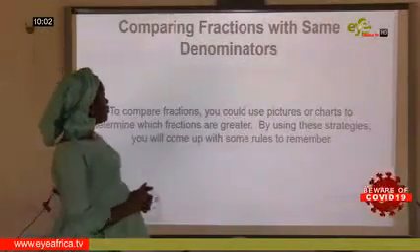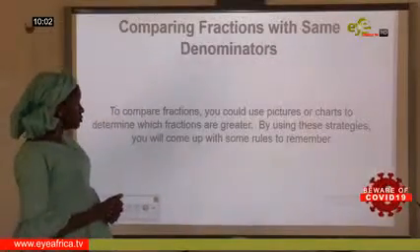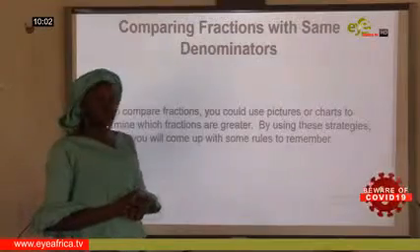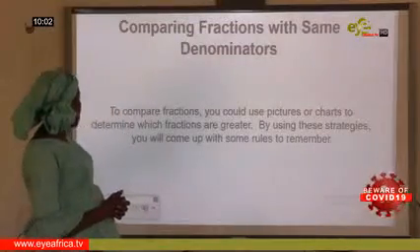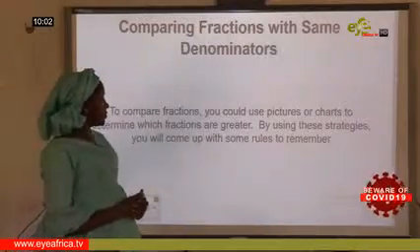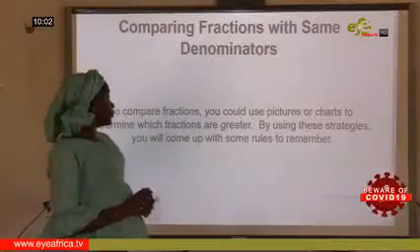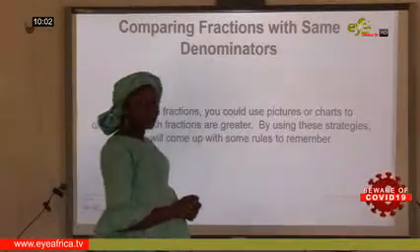Our today's lesson is ordering, adding and subtracting like fractions. It is a lower basic lesson. Comparing fractions with same denominators. To compare fractions, you could use pictures or charts to determine which fractions are greater. By using these strategies, you will come up with some rules to remember.